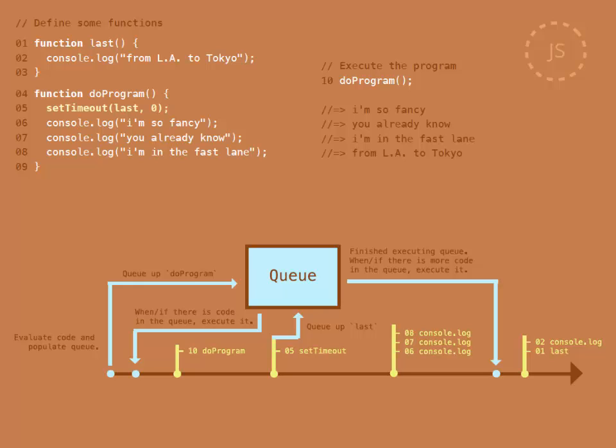Okay, so it takes all of its to-do items, which right now is only one thing. It's a function call to doProgram. It's going to put it up in the queue. And then JavaScript's going to say to itself, I don't have anything to do, so I'm going to look in the queue and see what's there, and then I'm going to execute what's in the queue.